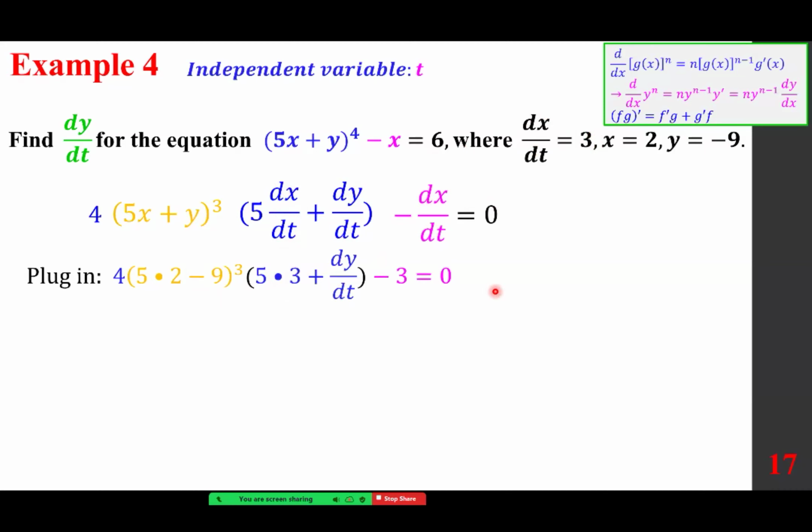So everything that you see from here on is elementary algebra, basic math. 5 times 2, 10 minus 9 is 1. 1 cubed is 1. This whole thing is 1.